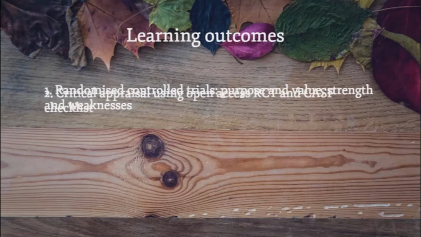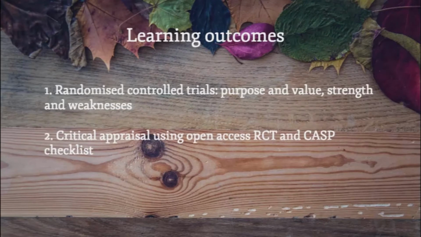We will be referring to an open access published RCT, and by using the CASP checklist, we will walk through the checklist items and perform a critical appraisal to help demonstrate what we need to be looking out for when appraising this type of research for ourselves. Both links to the RCT and the CASP checklist are below this video.